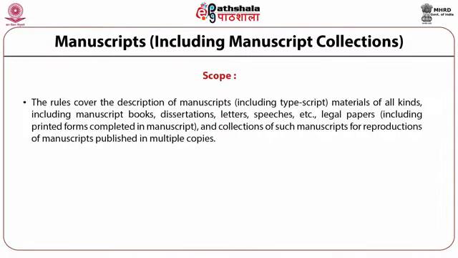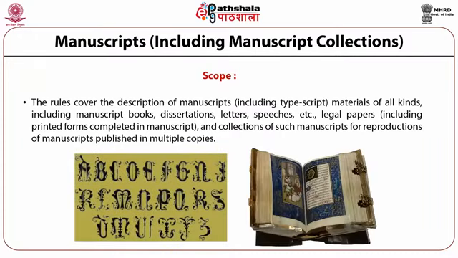The rules cover the description of manuscripts in chapter 4, which includes the dissertations, the speeches, the letters and books, because these are also available in manuscripts, legal papers also. Then comes the chief source of information, from where you will get the information while cataloging non-book material. The most important information is from title page, from colophon, from caption, heading, and the content.